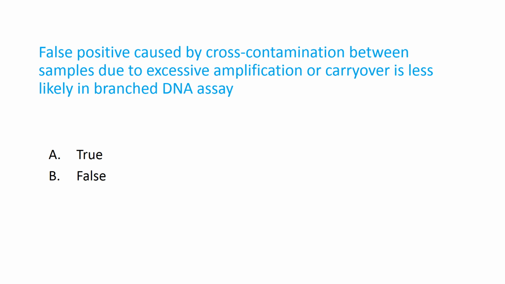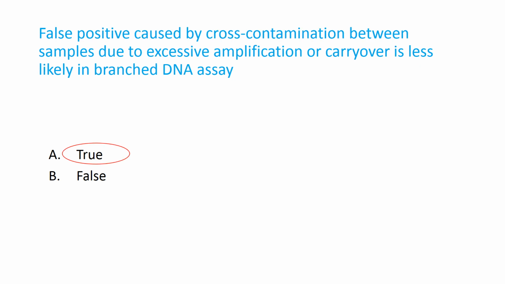The last question is a true or false question. The question is, false positive caused by cross-contamination between samples due to excessive amplification or carryover is less likely in branched DNA assay. The correct answer is true, because branched DNA assay is a signal amplification assay, not a target amplification assay.